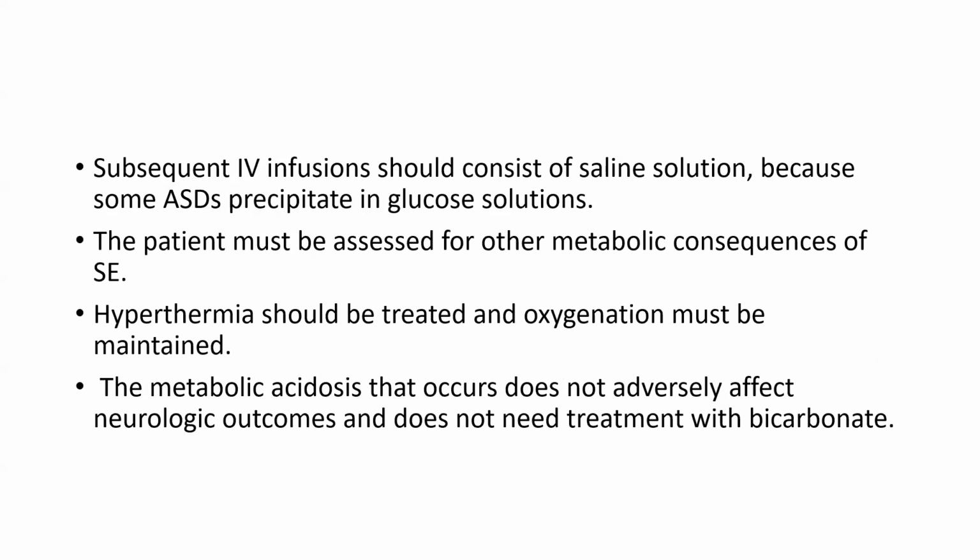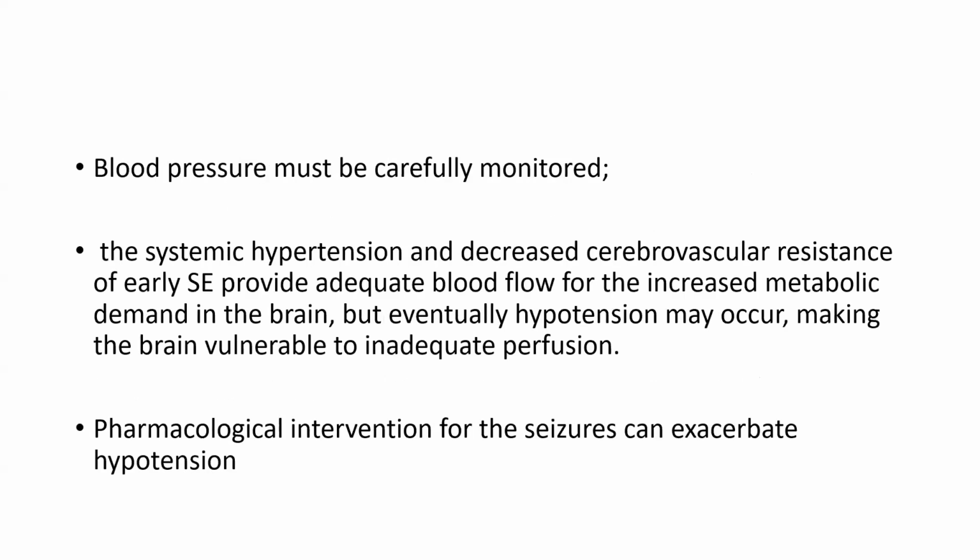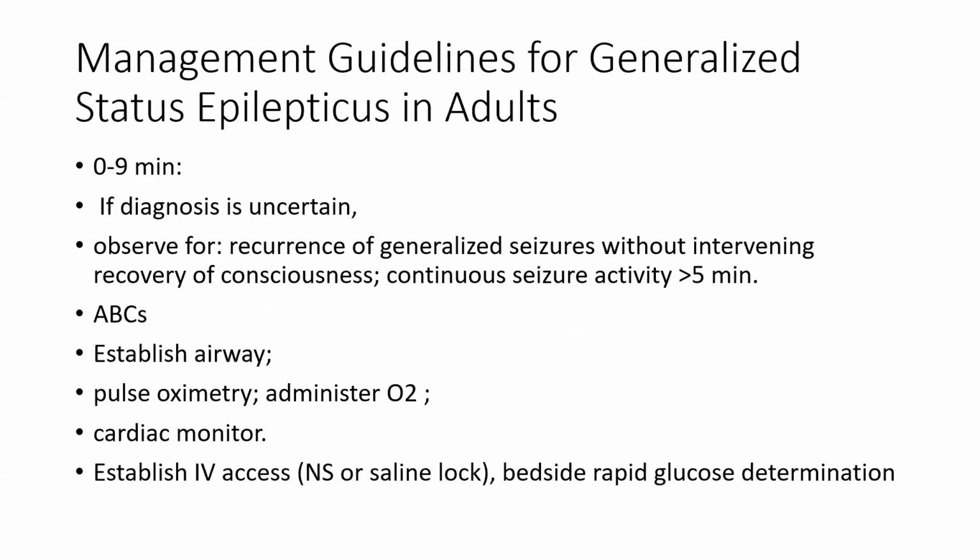Hyperthermia should be treated and oxygenation maintained. The metabolic acidosis that occurs does not adversely affect the neurological outcome and does not need treatment with bicarbonate. Now the next thing is the blood pressure that we need to monitor very carefully. Systemic hypertension and decreased cerebral vascular resistance of early status epilepticus provide adequate blood flow for increased metabolic demand in the brain, but eventually hypotension may occur, making the brain vulnerable to inadequate perfusion. So pharmacological intervention for seizure can exacerbate the hypotension.